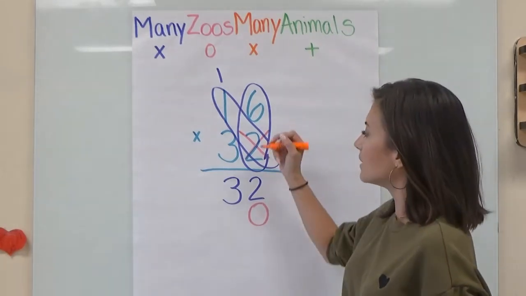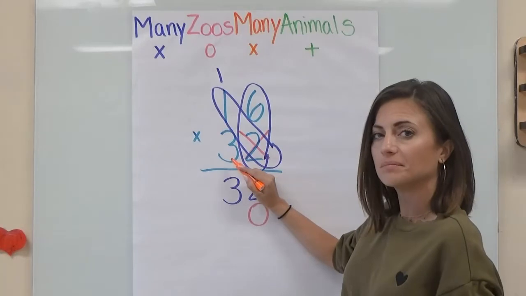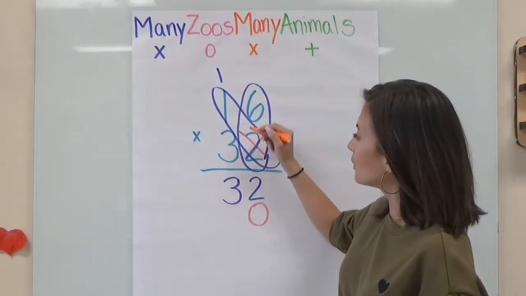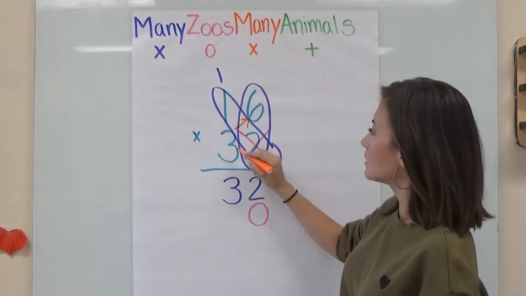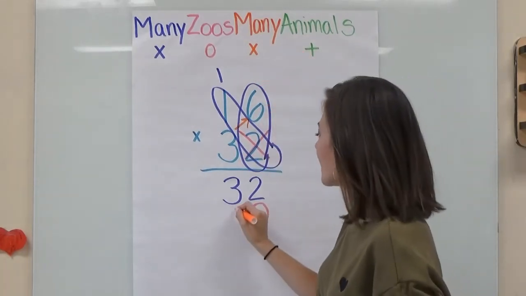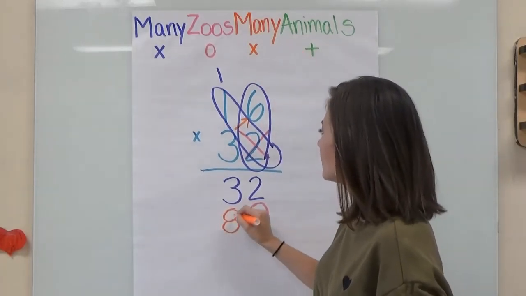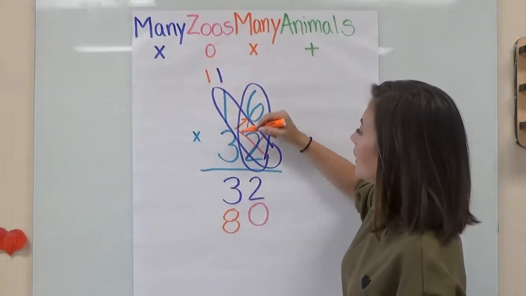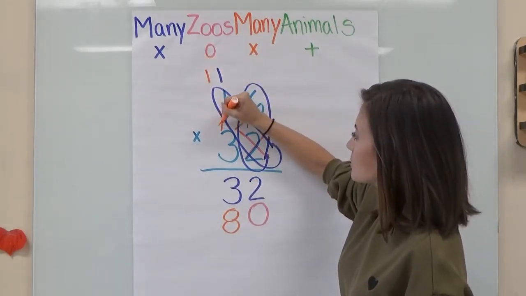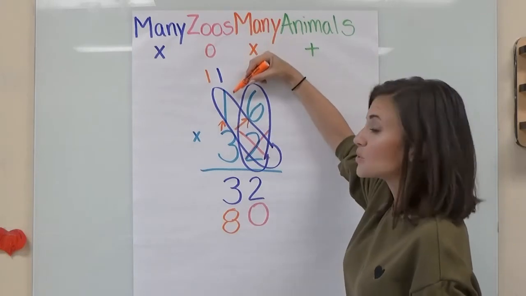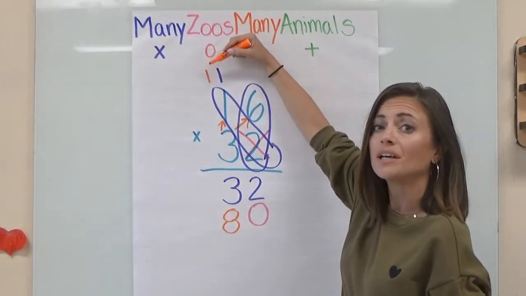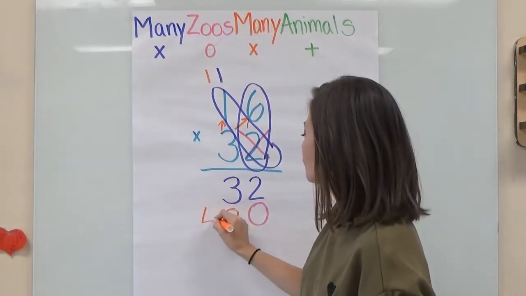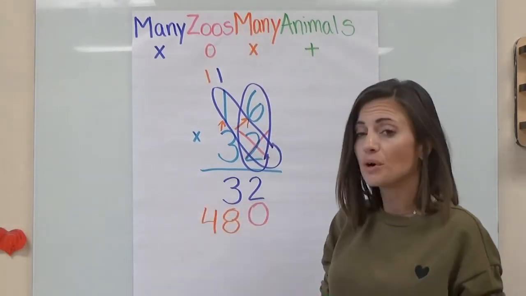So I'm going to multiply this time my tens column. So this tens column, the 3, is going to multiply by my 6. 3 times 6 is 18. Carry the 1. And then I multiply 3 times 1. 3 times 1 is 3, plus the 1 that I just carried over, that gives me 4. I add my 4, and I'm done multiplying.